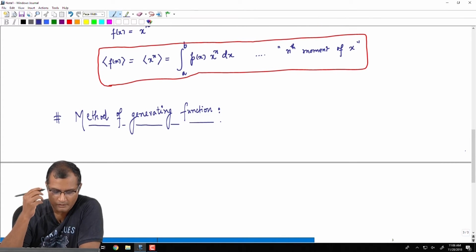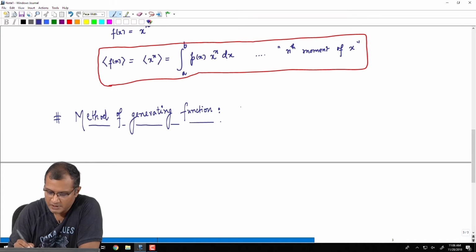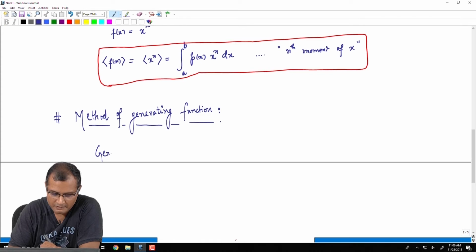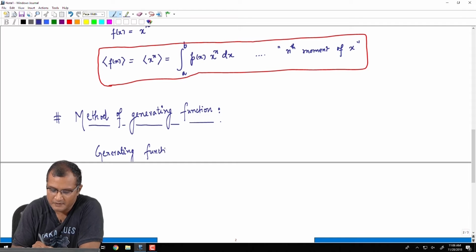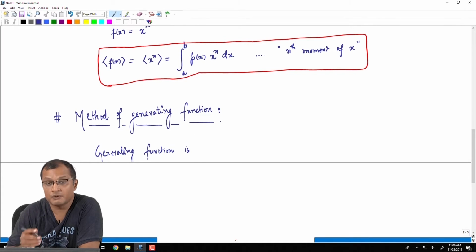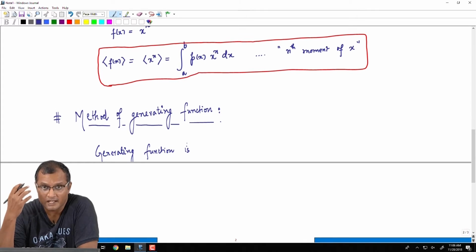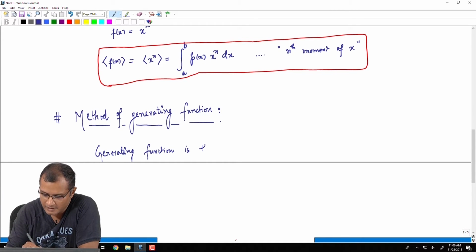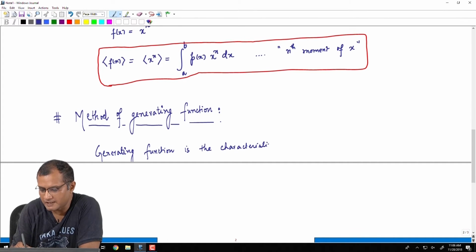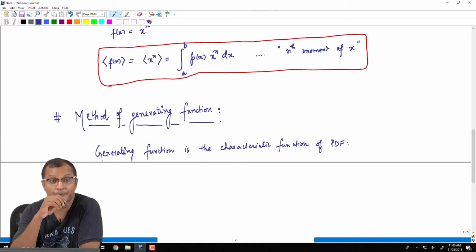So, the generating function of moments is nothing but the characteristic function, okay. This is called a generating function because it will allow you to generate moments of a random variable. It is also called the characteristic function of the PDF, whatever the PDF, okay.